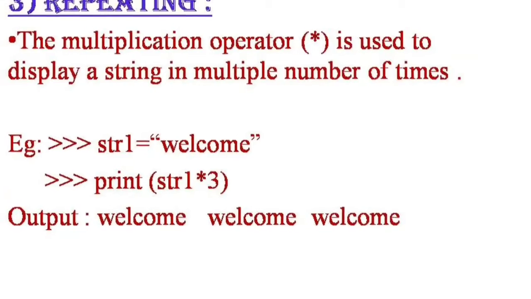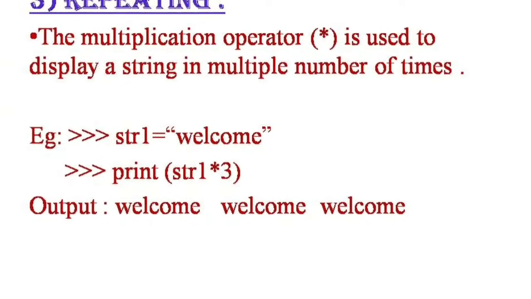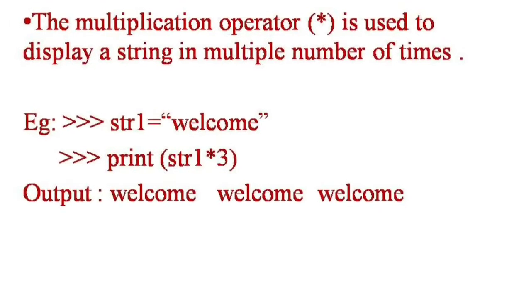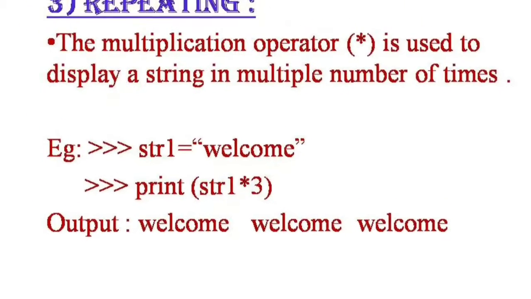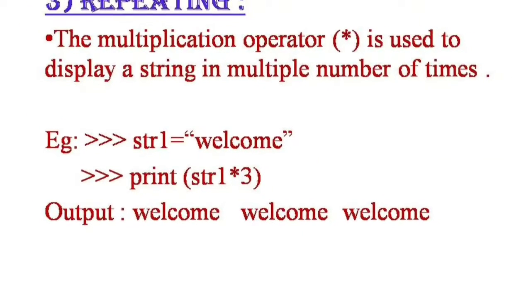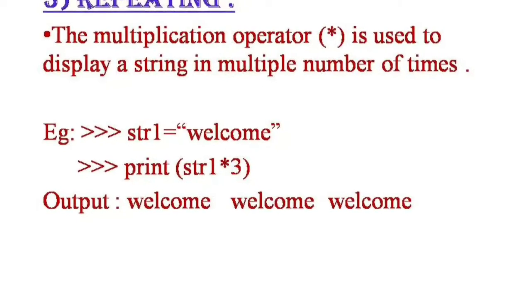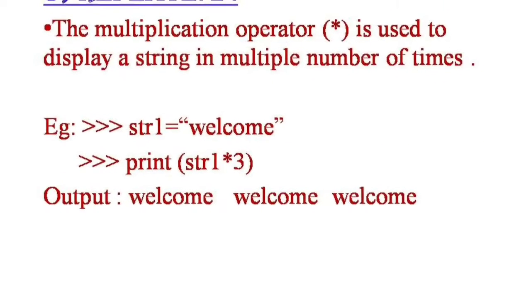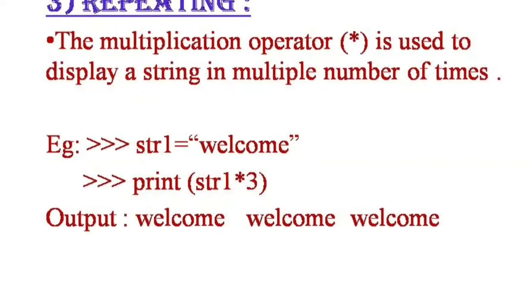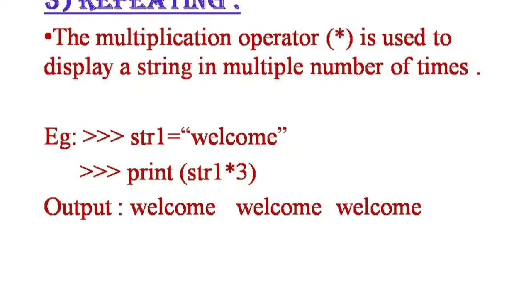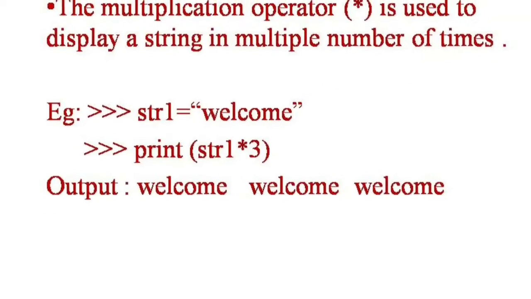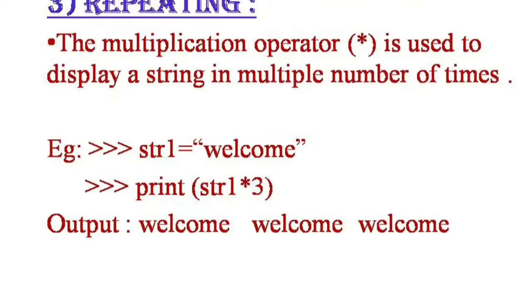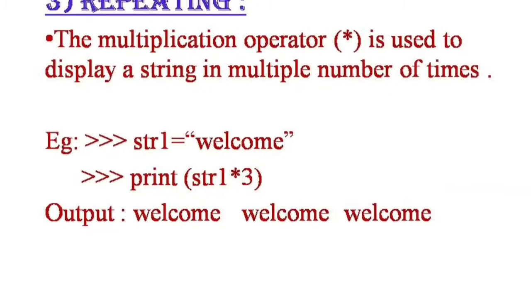Next one we have is the repeating operator. The multiplication operator is used to repeat a string. Repeating is used to display a string multiple times. Let us see an example for repeating string. It is given as str1 is equal to welcome. Print str1 into 3. The output will be welcome printed 3 times.